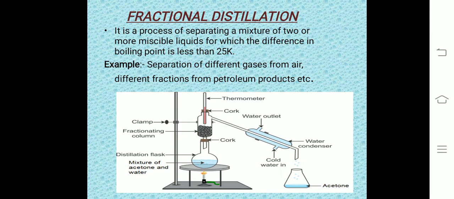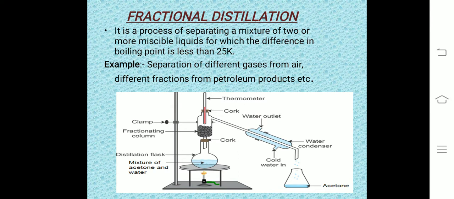Fractional distillation. Fractional distillation is a process of separating a mixture of two or more miscible liquids, but the difference between the boiling points of their liquids should be less than 25 Kelvin. For example, we can separate different gases from air. Also, different fractions from petroleum products can be separated by this process.